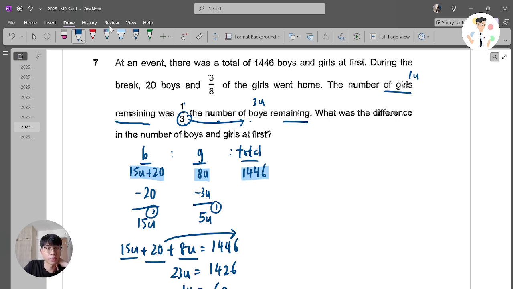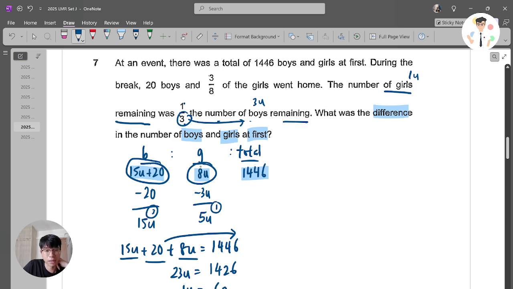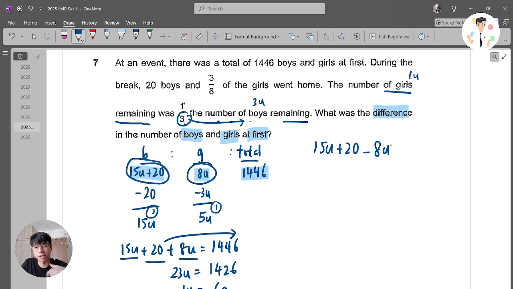Okay, now we are not yet done. And the question now is asking what was the difference between the boys and girls at first. So it means that I need to find out what is the number of students here and what is the number of students here. Then I need to minus. So of course you can choose to substitute 62 back into here first. Then you find out the number. 62 times 8, find out the number. Then you minus. Or you also can choose to do like this. You minus first using the algebra method or in algebraic expression form first. I mean, of course, if you prefer numbers, then you just substitute in first.